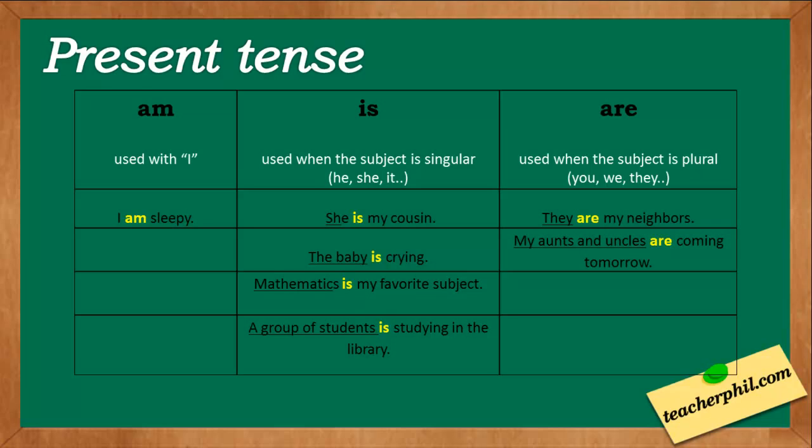The third one is are. Are is used when the subject is plural, like you, we, and they. Examples: they are my neighbors. My aunts and uncles are coming tomorrow. They and aunts and uncles are all plural. That's why are is used.